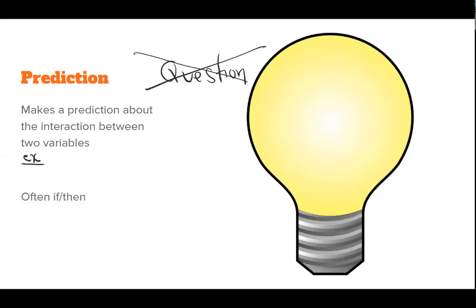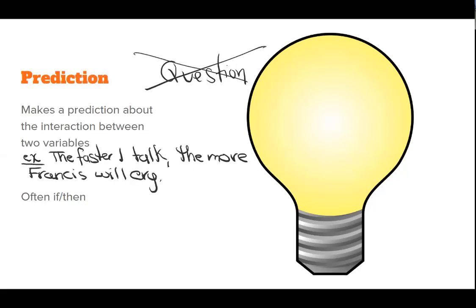So for example, I could have a hypothesis that says the faster I talk, the more Francis will cry. I've written a hypothesis. It's based on my observations as a teacher. I'm looking around, I'm talking fast, people are bursting into tears all over the classroom. I'm reading the research, all the other teachers are saying it's true. So I have this hypothesis here. It makes a prediction. There is a prediction between these 2 variables. We're saying that if I talk faster, Francis is more likely to cry.